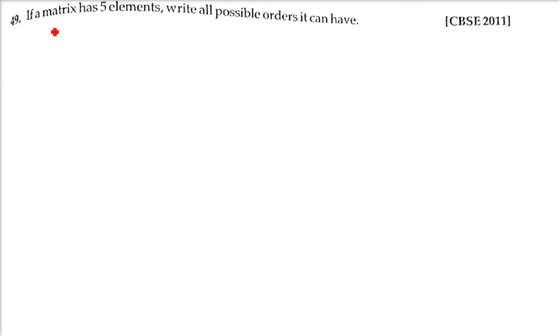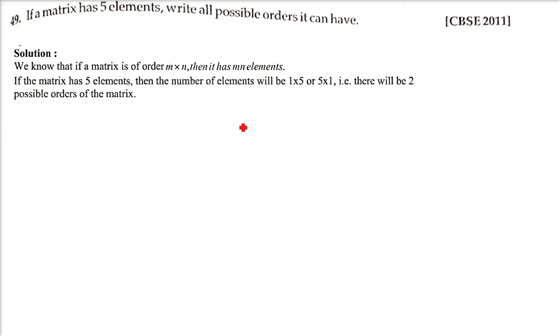If a matrix has 5 elements, write all possible orders it can have. See, every matrix will be the multiplication of row and column, m into n. So can you tell me which are the two numbers which when multiplied give you 5, positive integers? Any matrix A will be m cross n, and then m cross n has to give you 5 elements.